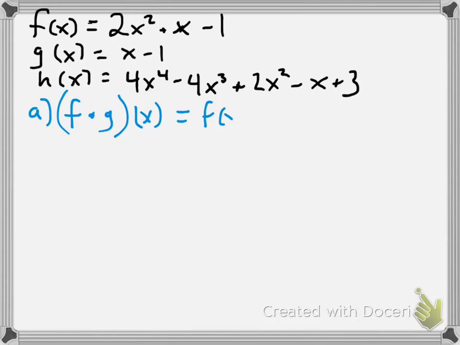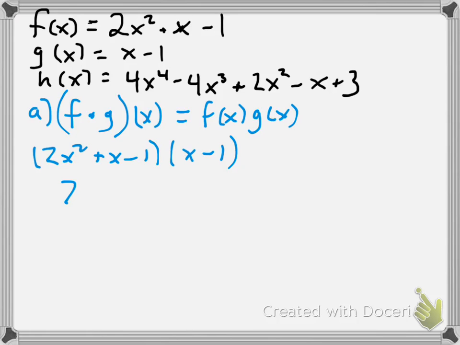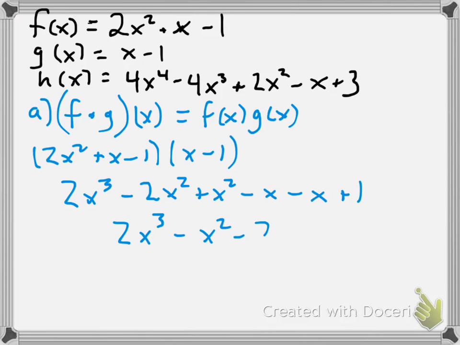Now just remember, that's the same thing as just f of x times g of x. So if I look at f of x, 2x squared plus x minus 1, times x minus 1, I just need to FOIL this out. So I have 2x cubed minus 2x squared plus x squared minus x again plus 1. So this should get us 2x cubed minus x squared minus 2x plus 1. There, that wasn't that bad, was it? Oh, it was? I'm sorry. Don't worry, it gets easier.